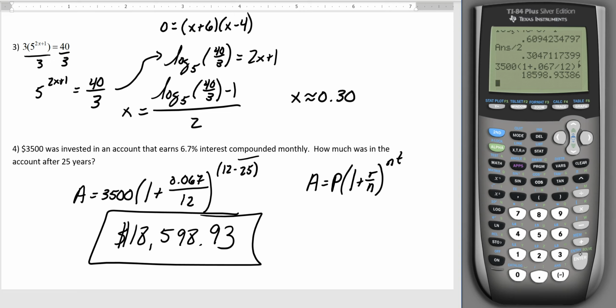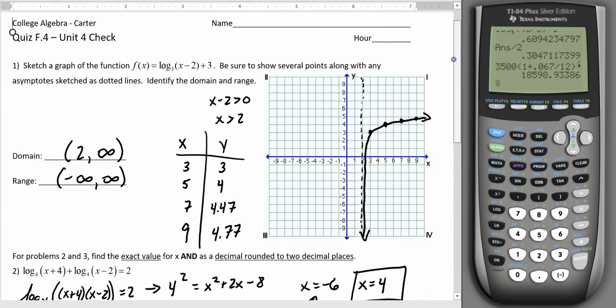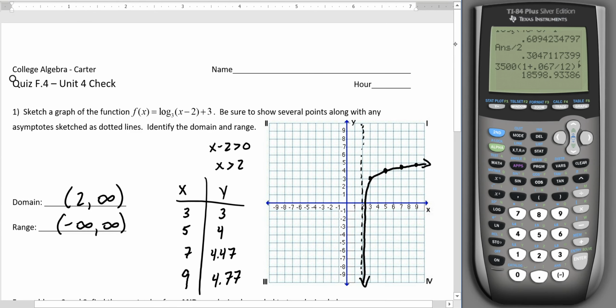And there we go. That's it for our quiz for Unit 4. Hopefully we're feeling good about it. If you're feeling good, go ahead and get ready for quiz F.5. Check the remainder of the review, and then try the quiz on your own.